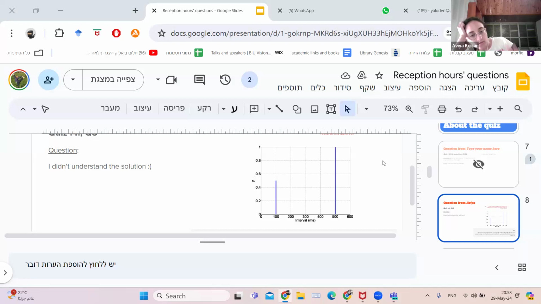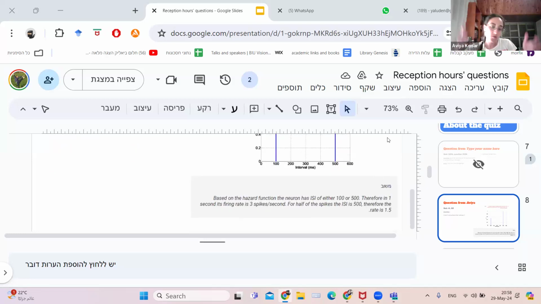Okay, so the way to answer this question is just to figure out how many spikes we have within 1 second. Yes, okay, I understand. But the spikes have to be like, if I have 100 and 500, they have to be 100, 500, 100, like that, interleaved? Yeah, interleaved. But actually there are more options, right? But we can assume that.